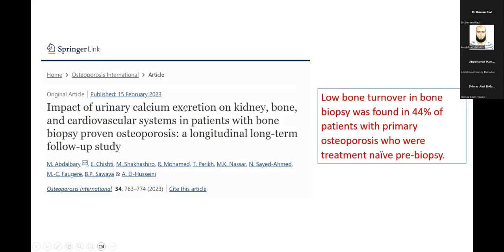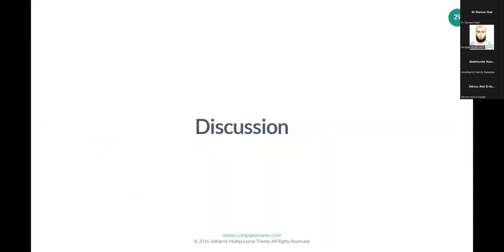And as regards patients with even primary osteoporosis, I think we published this study this year from my PhD thesis. We found that up to 44% of patients with primary osteoporosis, and these patients were treatment naive, they did not receive any anti-resorptive medication before the bone biopsy, had low bone turnover. So it could be prevalent even in patients with primary osteoporosis.